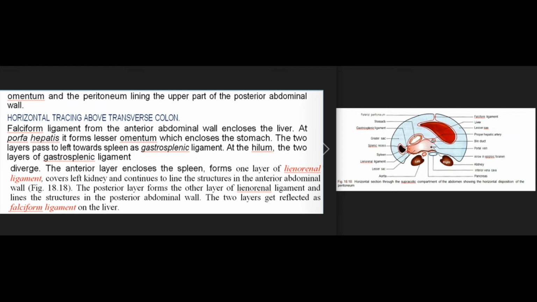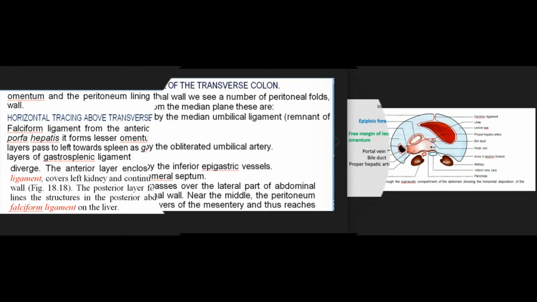The anterior layer encloses the spleen, forms 1 layer of lienorenal ligament, covers left kidney and continues to line the structures in the anterior abdominal wall, Fig 18.18. The posterior layer forms the other layer of lienorenal ligament and lines the structures in the posterior abdominal wall. The 2 layers get reflected as falciform ligament on the liver.